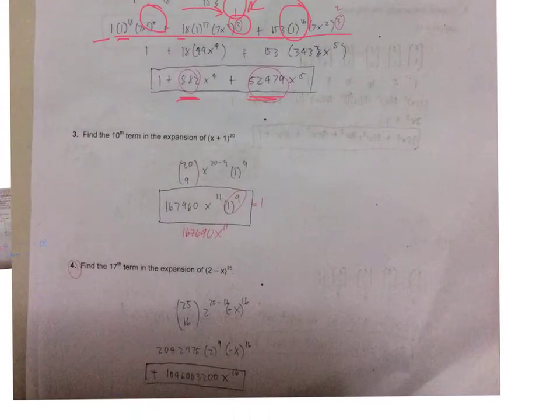Now for the last one, you have number 3. These two items actually are based on the same idea. The first is with an x plus, and then the second one is with a minus sign, or the difference of 2 and x. So let's go to the number 3 first. Actually, your solution is correct. 20 choose 9, x to the 20 minus 9, and then 1 to the 9. So 20 choose 9 is 167,960. That's correct. X to the 11, that's x raised to 20 minus 9, and 1 to the 9.